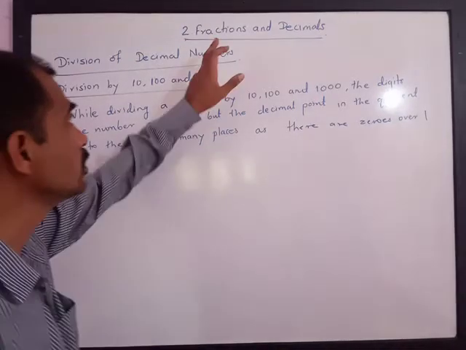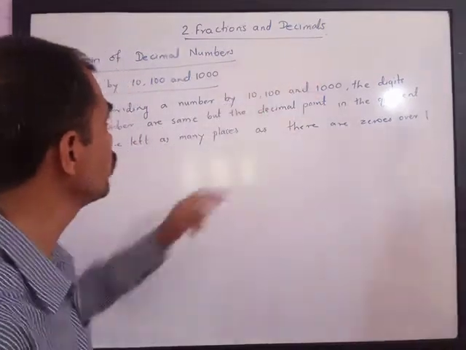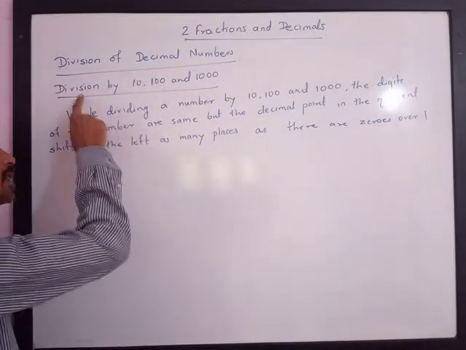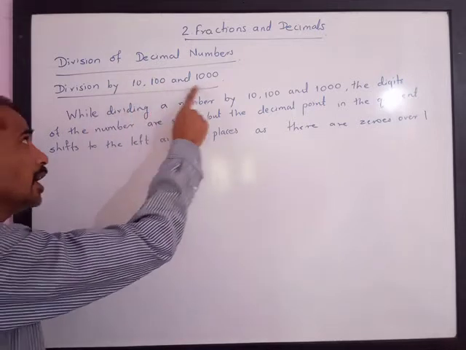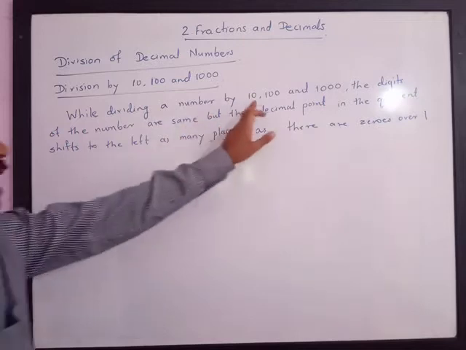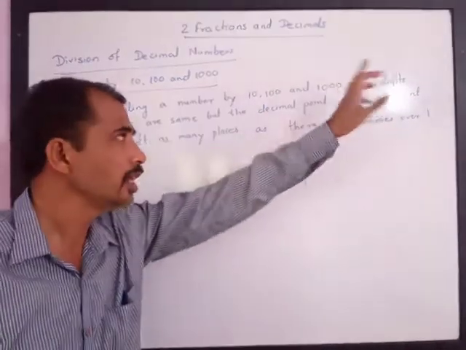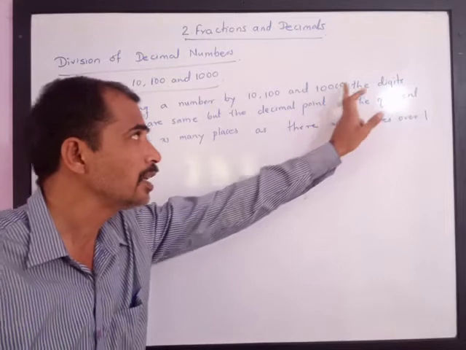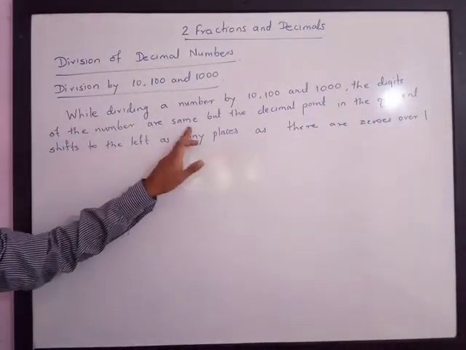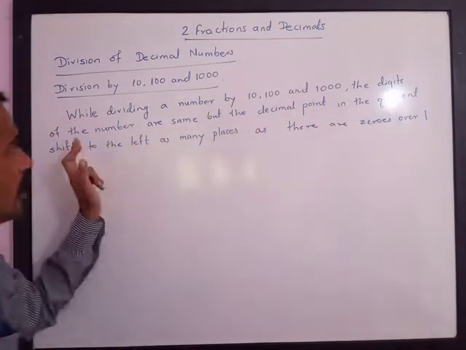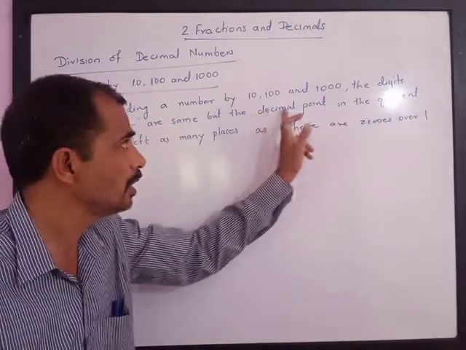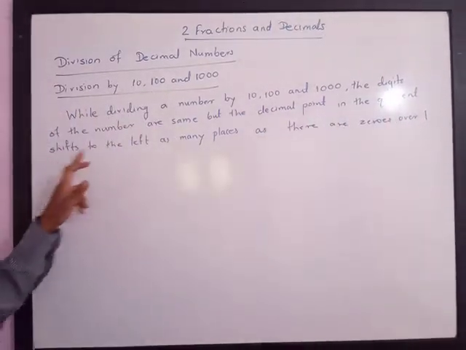Next point in the chapter fractions and decimals, we have division of decimal numbers. In that, the first topic is division by 10, 100 and 1000. The rule is: while dividing a number by 10, 100, 1000, 10,000 or anything which has 1 in front and all remaining digits zeros, the digits of the number are the same. Please note, the digits in the number are the same, but the decimal point in the answer shifts to the left side.